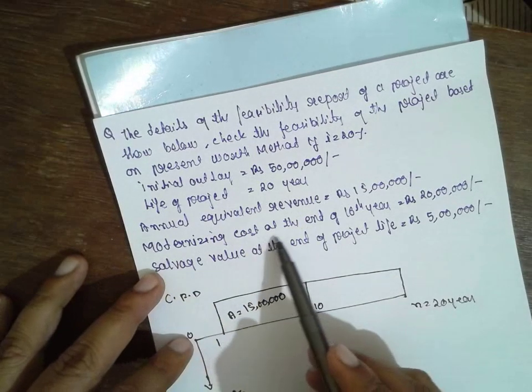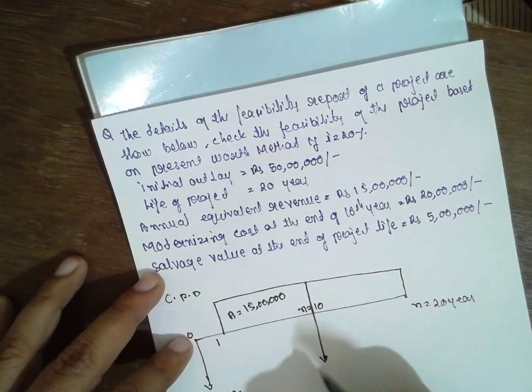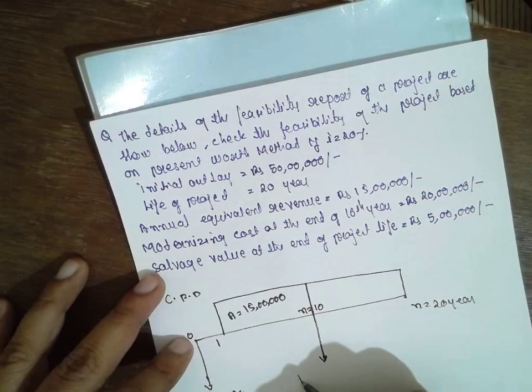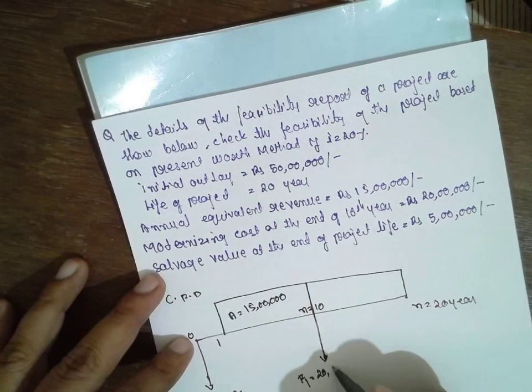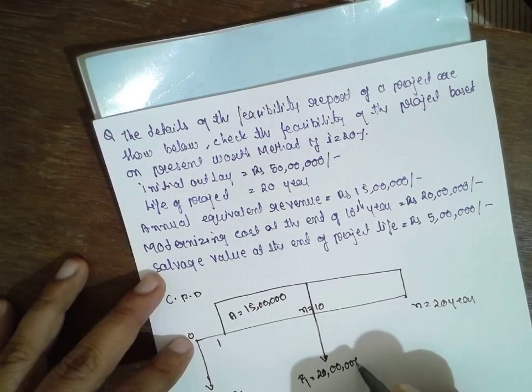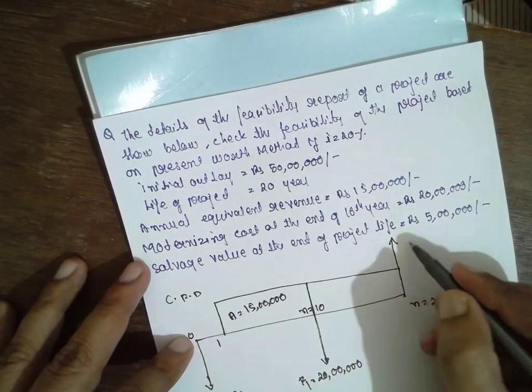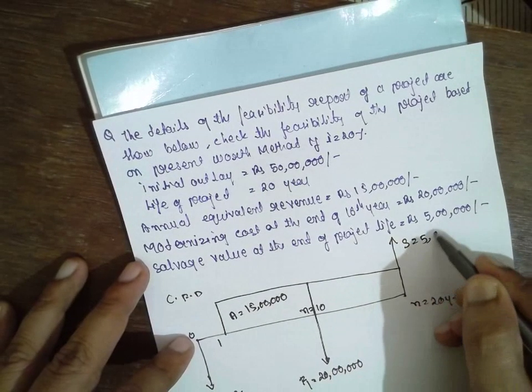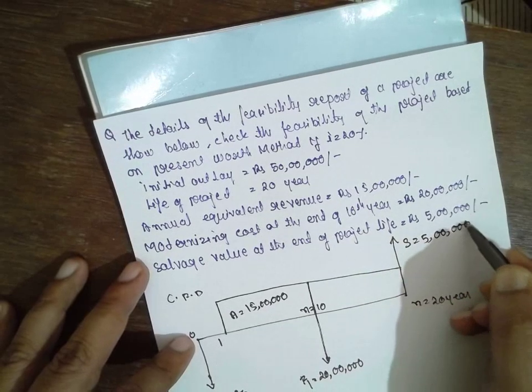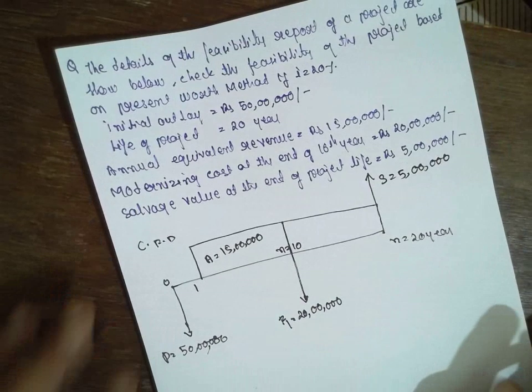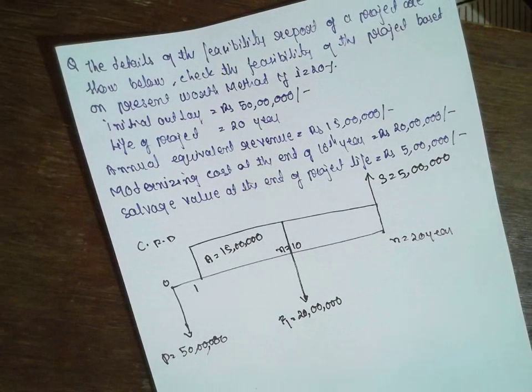Modernizing cost at the end of the 10th year. One more time they are modernizing the cost. F1 will be 20 lakhs here. This is one of the important problems here. And the salvage value at the end of the life, S, is equal to 5 lakhs. Now, the solution for this one is very simple.